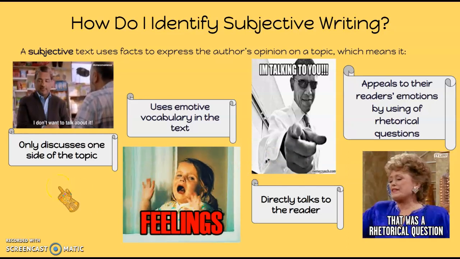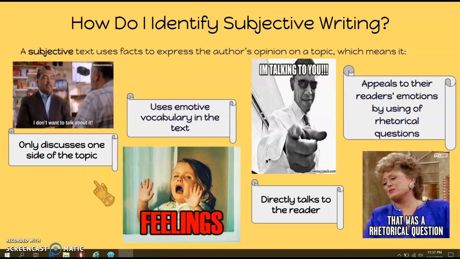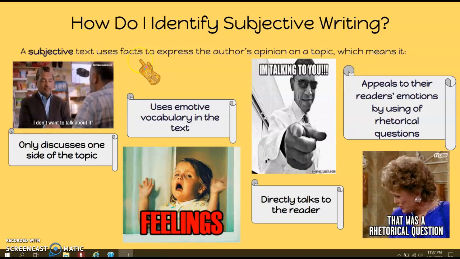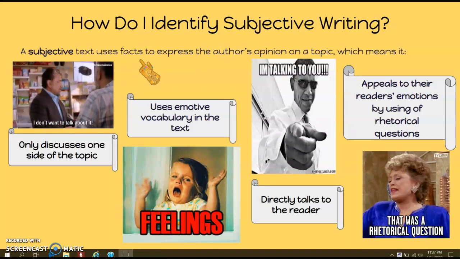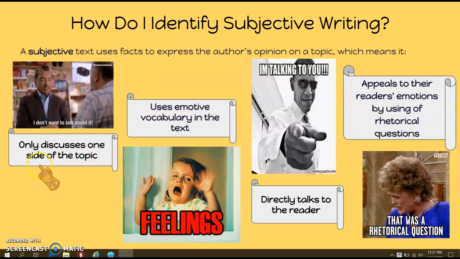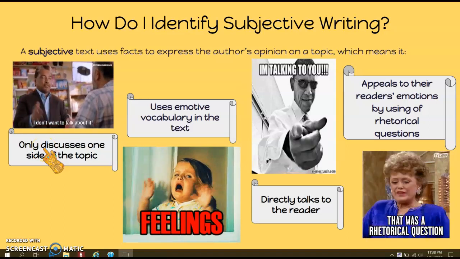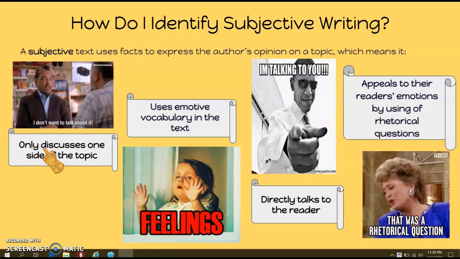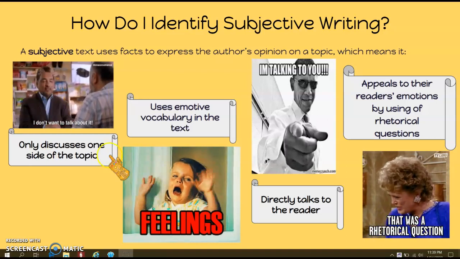So, how do I identify subjective writing? Well, first I have to remember what subjective writing is. A subjective text uses facts to express the author's opinion on a topic, which means it only discusses one side of the topic. And since it only discusses one side of the topic, it's very easy for the reader to understand what side the author is on.